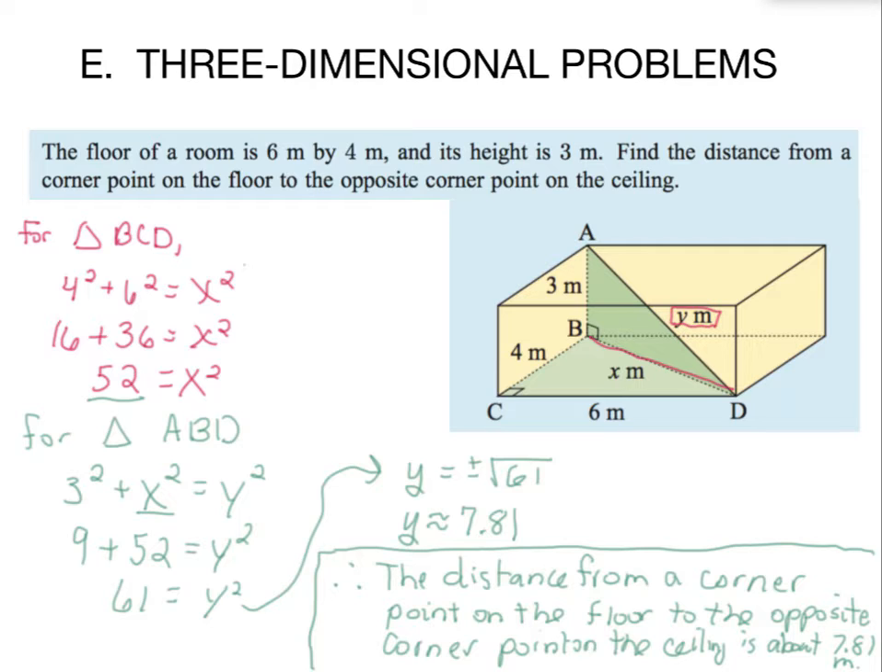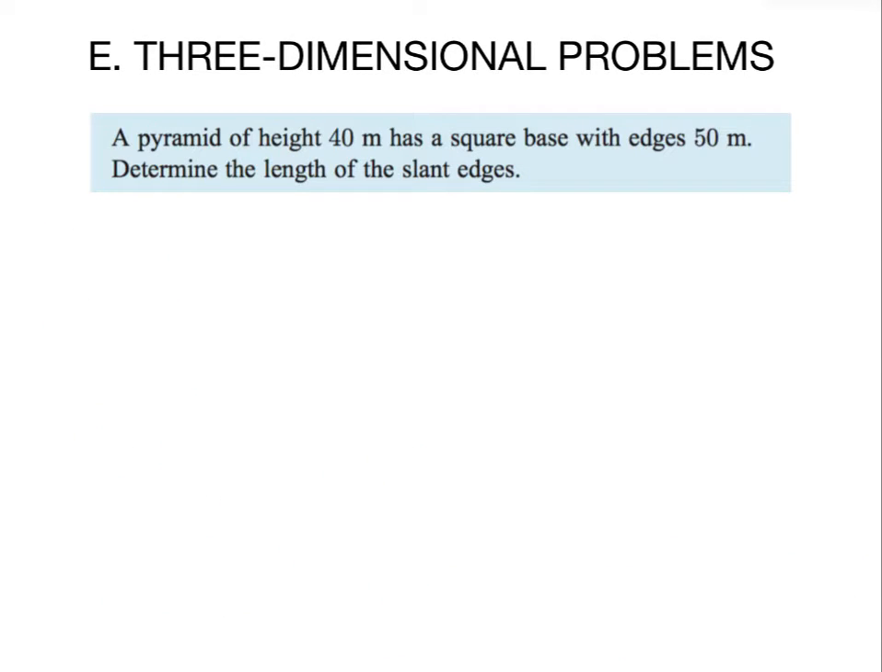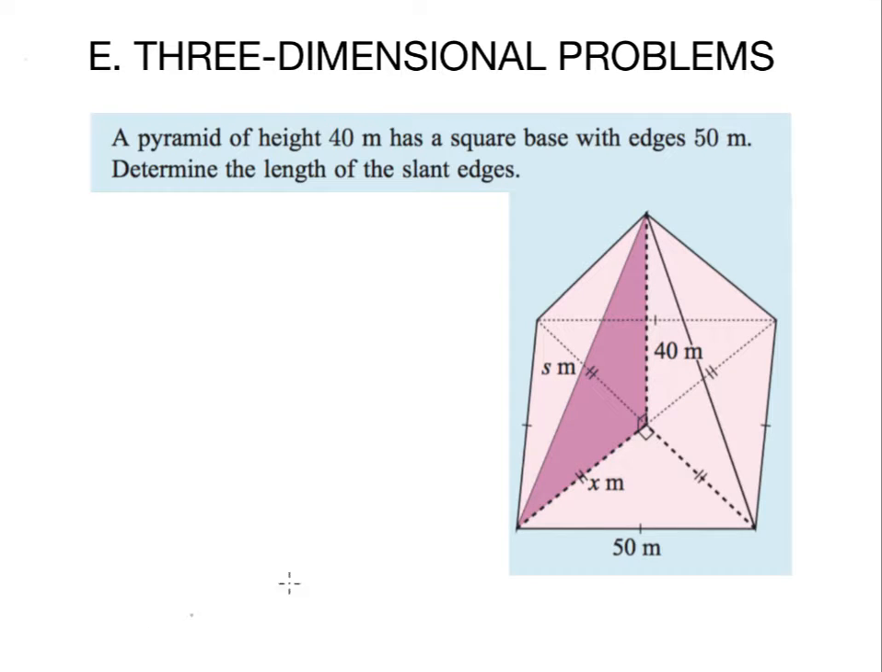For our last example today, we are given a pyramid of height 40 meters that has a square base with edges 50 meters. Determine the length of the slant edge. So again, we need to start by drawing a diagram of what's going on. First thing I should do is recognize on my diagram, what am I trying to find? I'm trying to find the slant height on our pyramid, which I've labeled s for slant height. Now notice in this dark pink triangle, I have two missing sides, x and s. So that means I need to solve another triangle first before I can solve for the slant height.